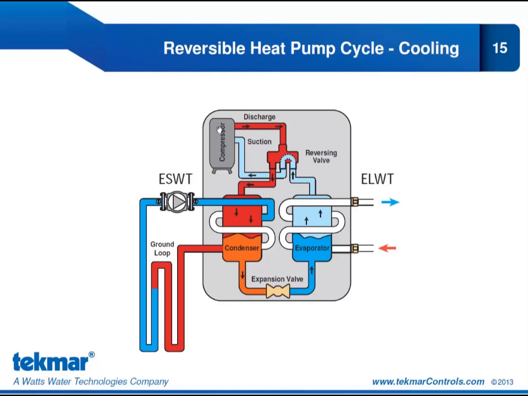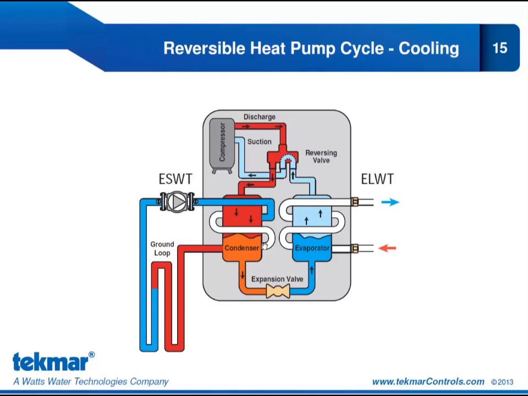And the compressor will reduce the volume and increase the temperature of the gas, so it is now a very hot vapor. And this vapor passes to the condenser. Now in the heating cycle, this was the evaporator, it is now the condenser. So here, the refrigerant is going to be giving its heat to the fluid that's moving around the condenser coil.